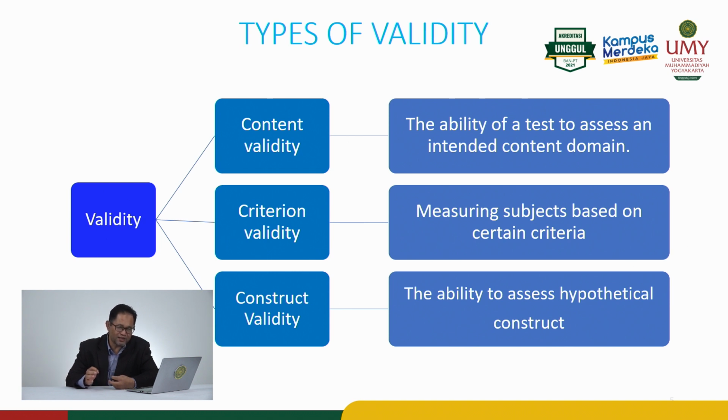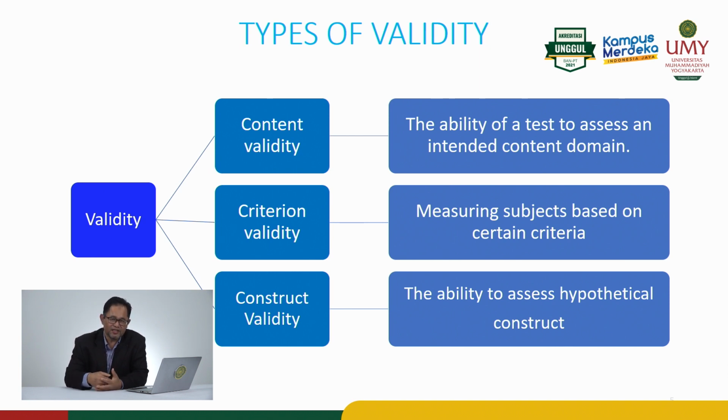Then the second one is criterion validity. What does criterion validity mean? It means that the instrument measures the subject based on certain criteria. What is the criteria? Then you have to match the instrument to measure the criteria. For instance, if you would like to measure personality type, there are two criteria: introvert and extrovert. The criteria are certain. If you have the criteria, and the instrument matches to measure the criteria, then it has criterion validity.